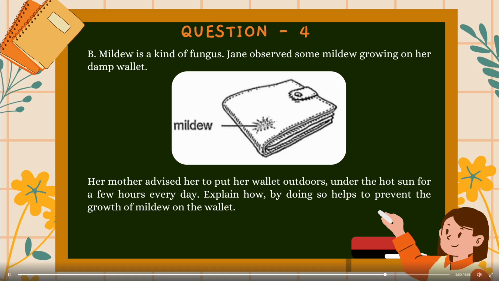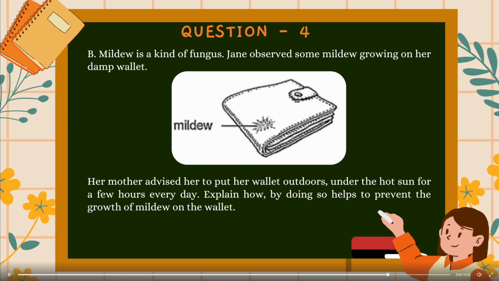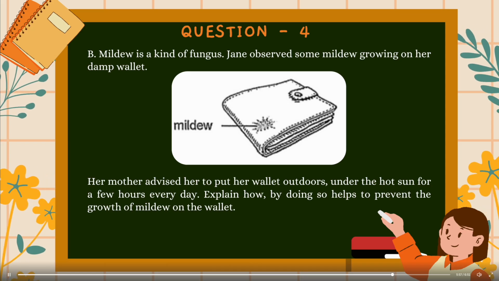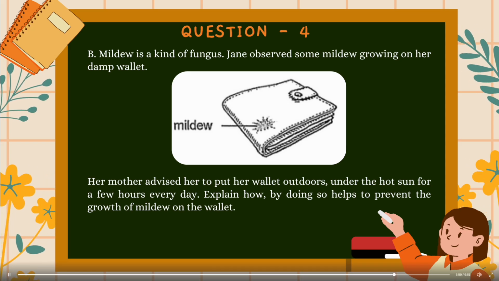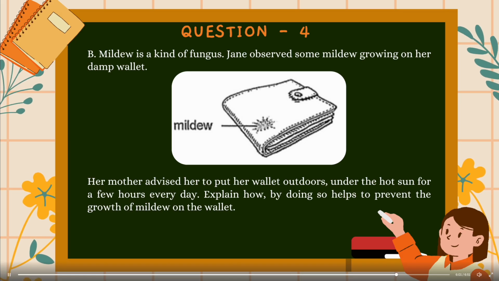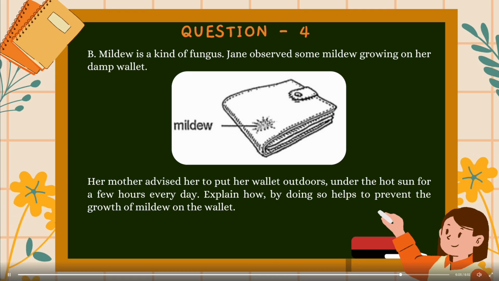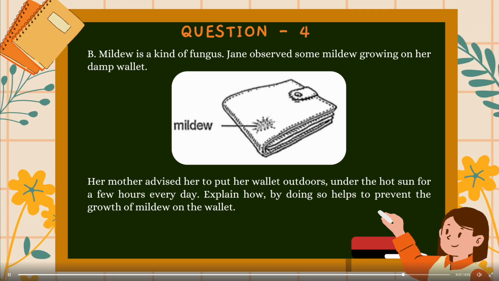Jane observed some mildew growing on her damp wallet. Her mother advised her to put her wallet outdoors, under the hot sun for a few hours every day. Explain how doing so helps to prevent the growth of mildew on the wallet.